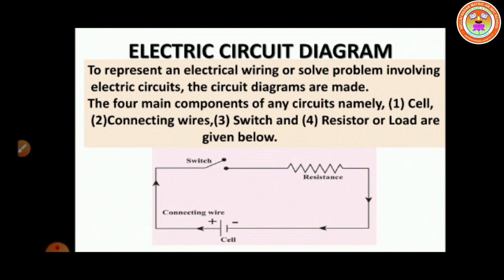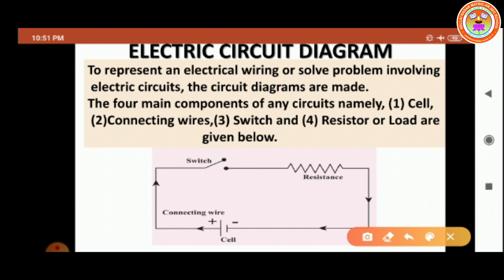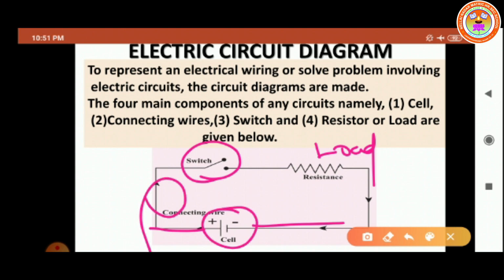Some common symbols in the electrical circuits are given. See one type of electrical circuit. This is a cell. Already you know the symbol of the cell, positive terminal and negative terminal. And these lines are connecting wires. It is connected to the switch, or we call this a key. And after that it is connected with the resistance, or we call this the load. So the four main components of electrical circuits are: one is the cell, the second is the connecting wire, the third is the switch, and the fourth is the resistor, or we take it as the load also.